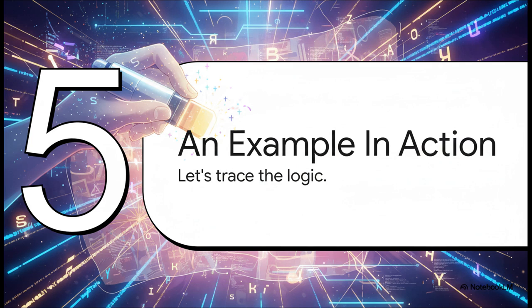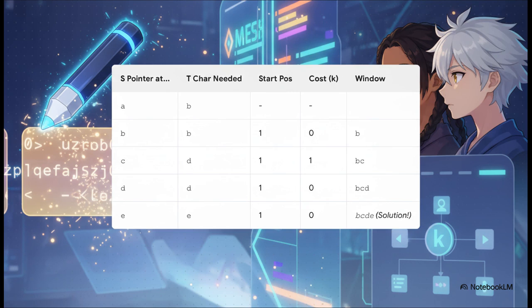Okay, that's the high-level strategy. It sounds pretty solid, but let's see it in action. Nothing makes sense like a good old-fashioned walkthrough. Let's trace our example. All right, let's follow the logic here in the table. We're at the start of S, at the A. We need a B to start our pattern, B, D, E, so A doesn't help. We move on. Okay, now our pointer in S is at B. Hey, that's the first character of T. We have a match. So we record that we found the start of our pattern at position 1 with 0 cost. Great. Next, our pointer moves to C.